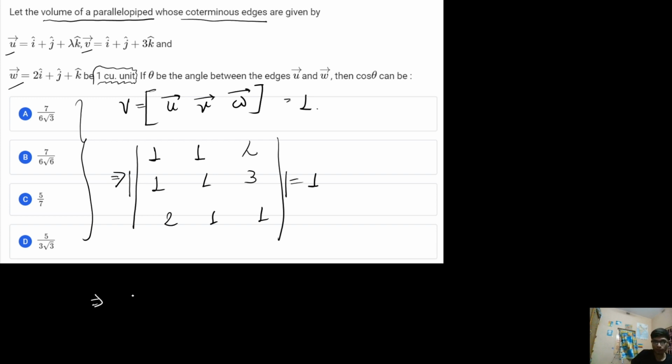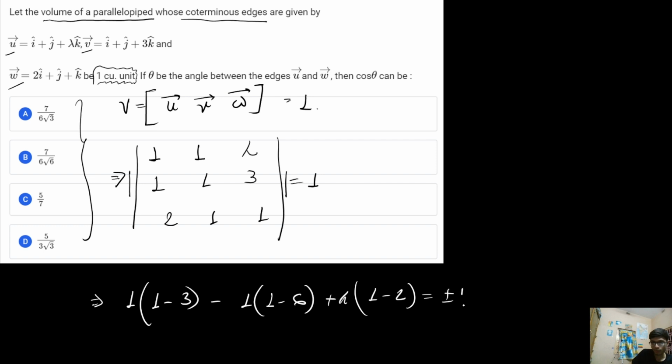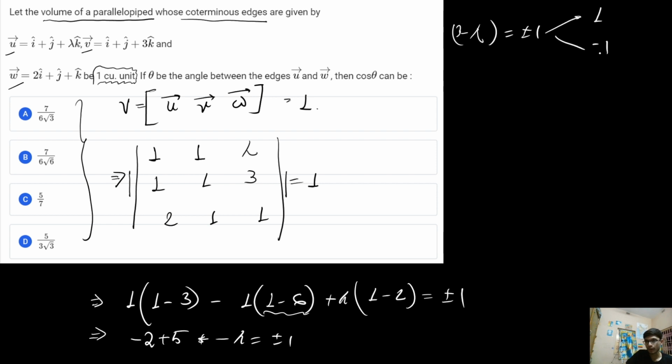Okay, so if I solve this particular determinant along the first row, I will get 1 times (3 minus 1) minus 1 times (1 minus 6) plus lambda times (1 minus 2), which is equal to plus minus 1. So from here, if I solve, I will get minus 2, from here it will be minus of minus 5, that is basically plus 5, and this I will get as minus lambda, which is equal to plus minus 1. So from here you will get 3 minus lambda is equal to plus minus 1, that means it can be plus 1 or it can be minus 1.